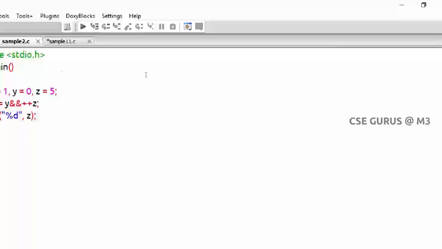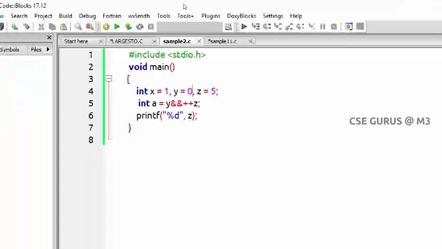So now what I'll do is change the y value to 1. Now you can see, 1 in the sense true. True and something: we cannot say whether the entire thing is true or false. True and true is true, true and false is false. So now there is a need for plus plus z. That's why it will take the z value. So the z value will become 6, non-zero. So non-zero and non-zero is true. The a value is true, and it is asking for z. What will z be? Now it is 6, you can see.